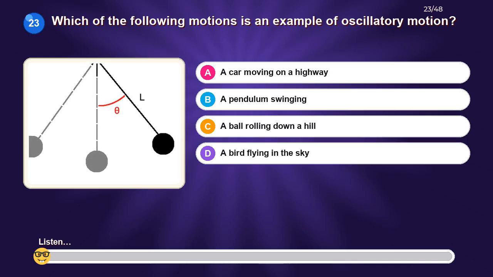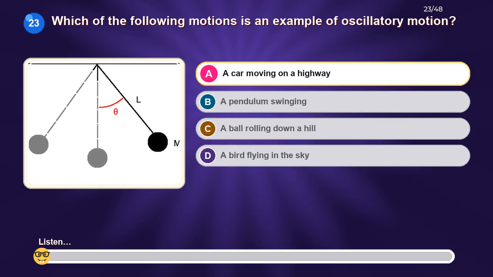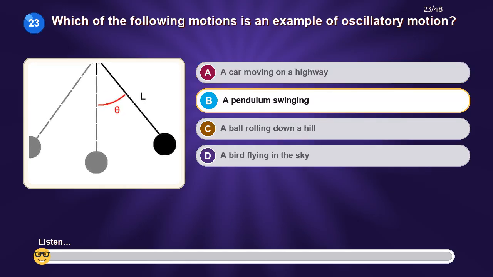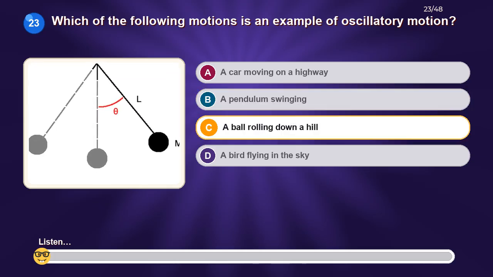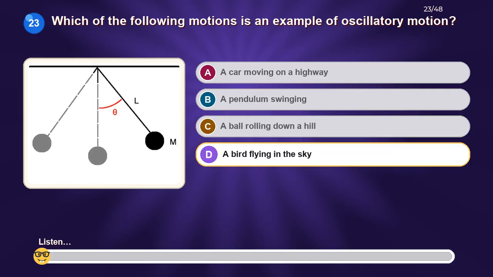Which of the following motions is an example of oscillatory motion? Option A, a car moving on a highway. Option B, a pendulum swinging. Option C, a ball rolling down a hill. Option D, a bird flying in the sky.